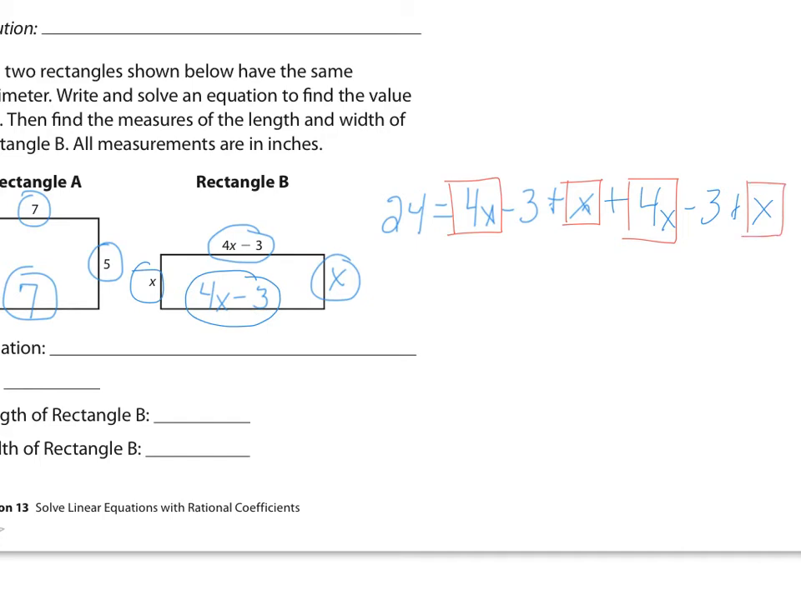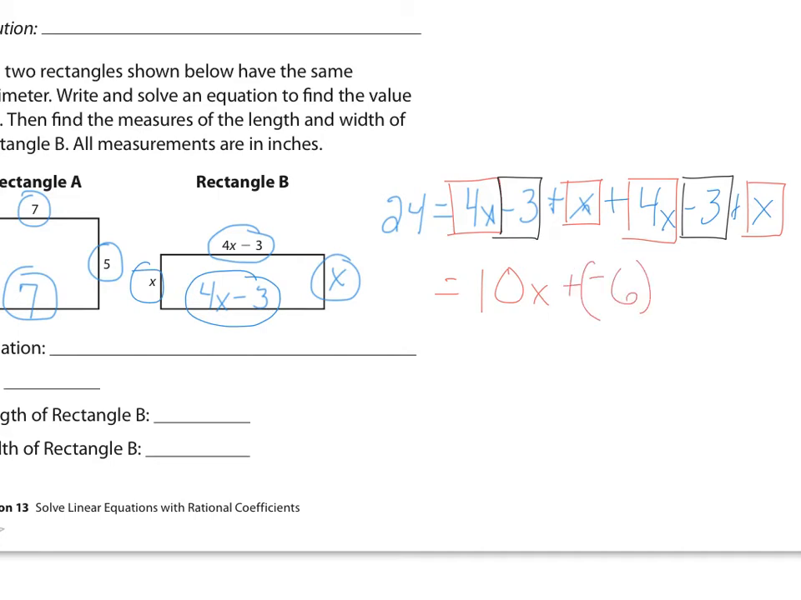Those four terms all have the same variable raised to the same power, so I can combine those together. 4x plus x plus 4x plus x would give me a total of 10x. And then the other two terms that I can combine, this minus 3 and this minus 3. Now remember, subtracting 3 is the same thing as adding a negative 3. So really I'm taking negative 3 plus negative 3 to give me a total sum of negative 6.